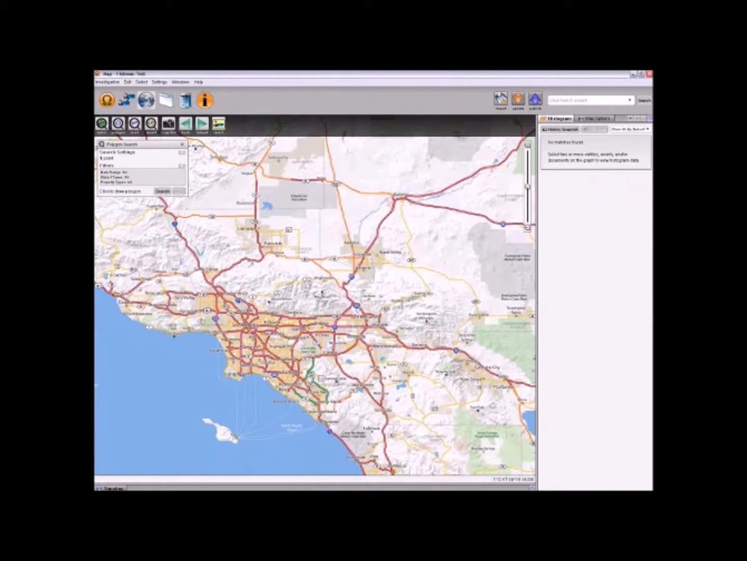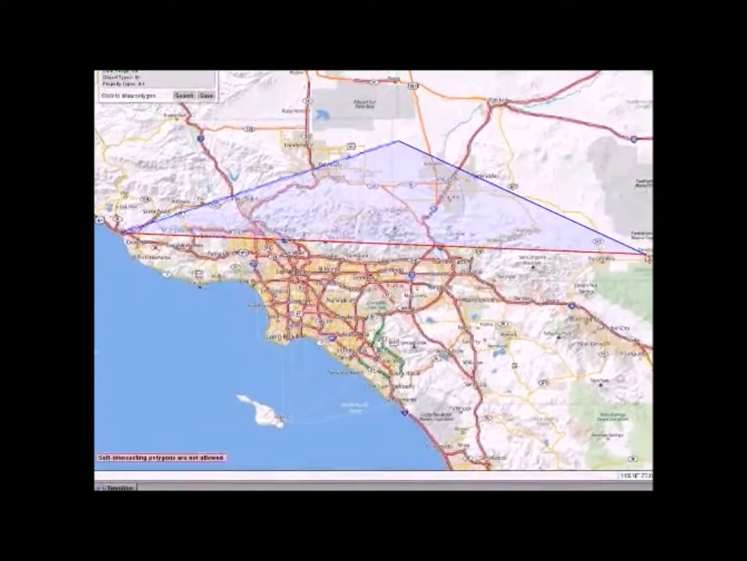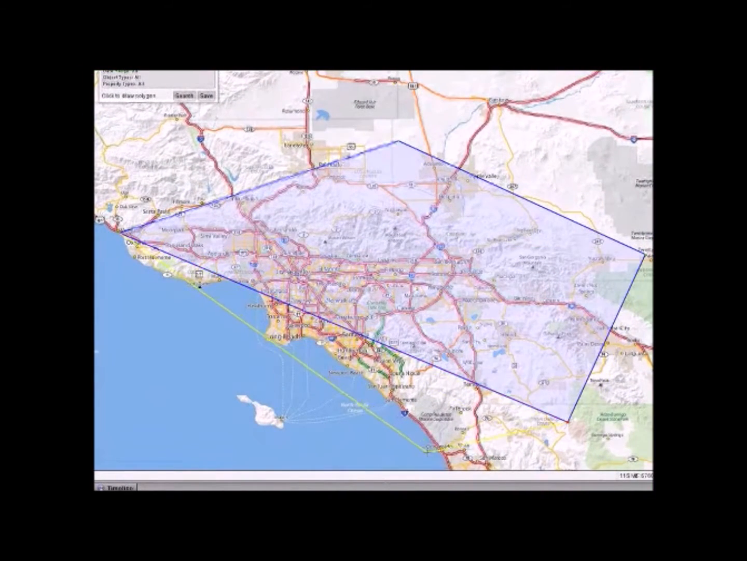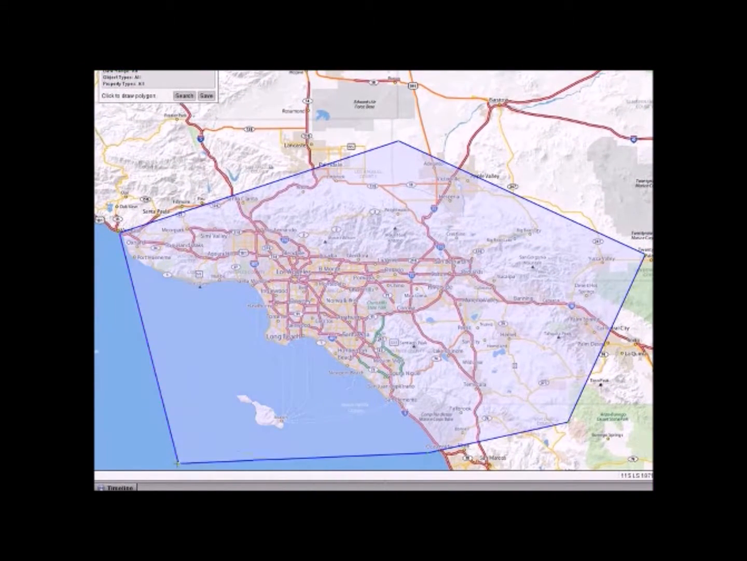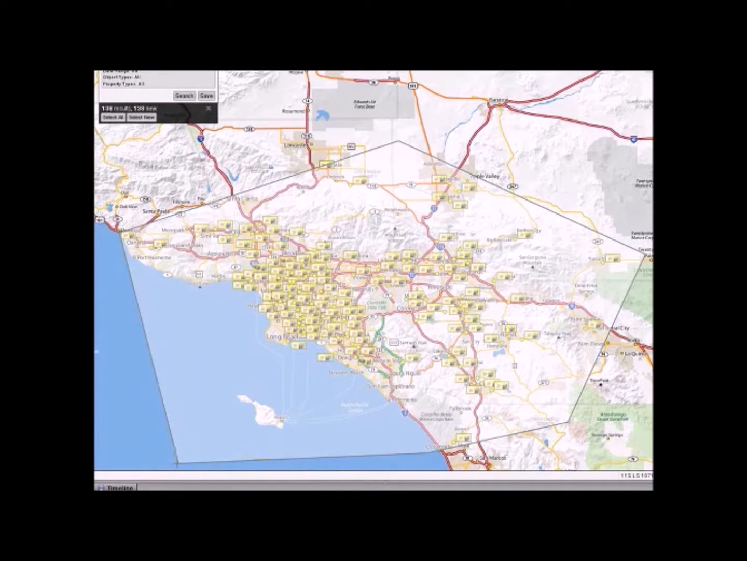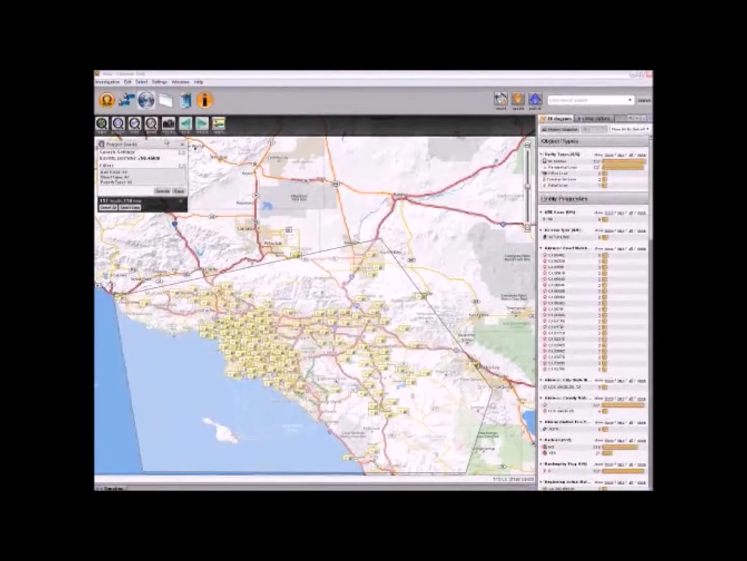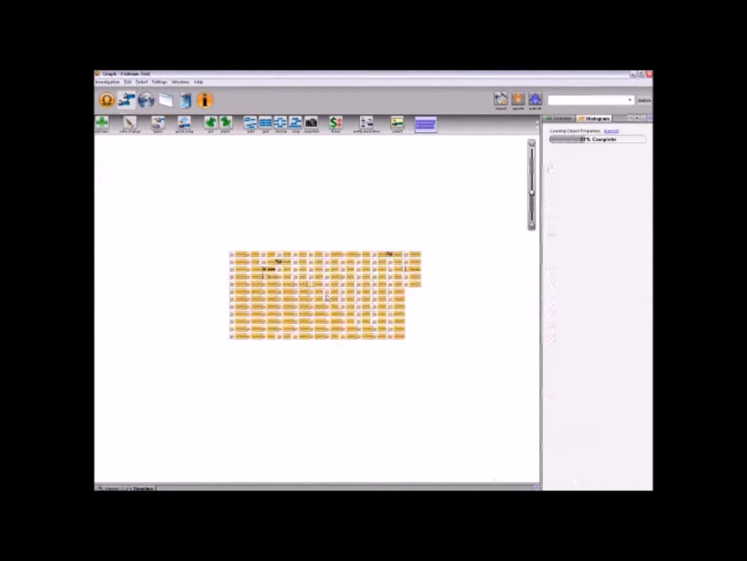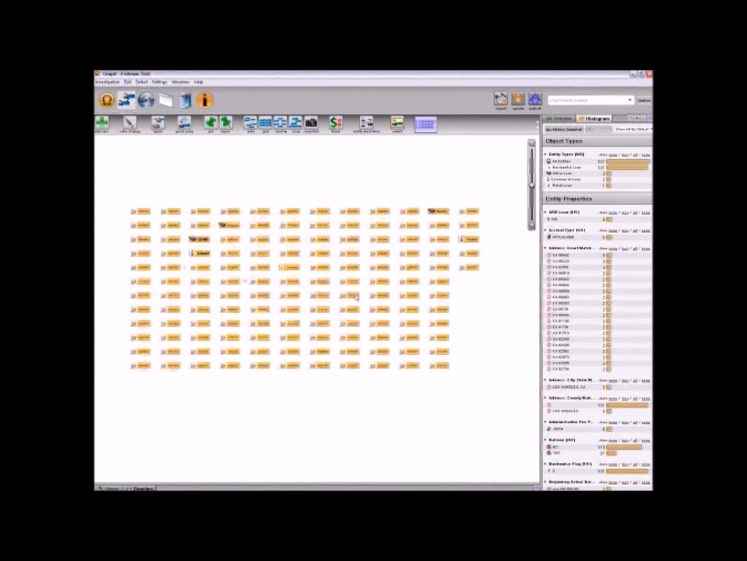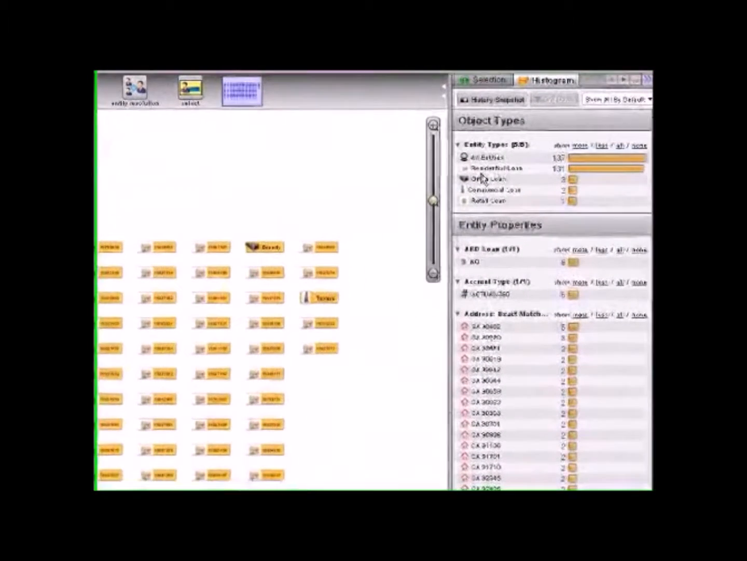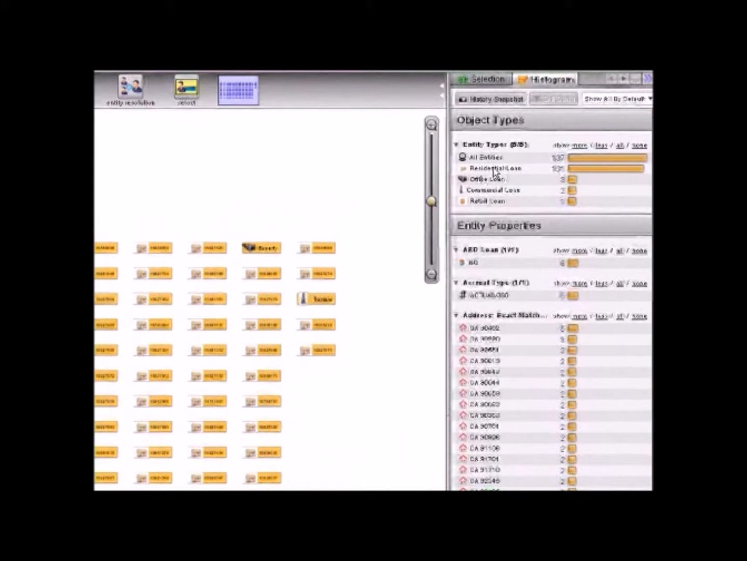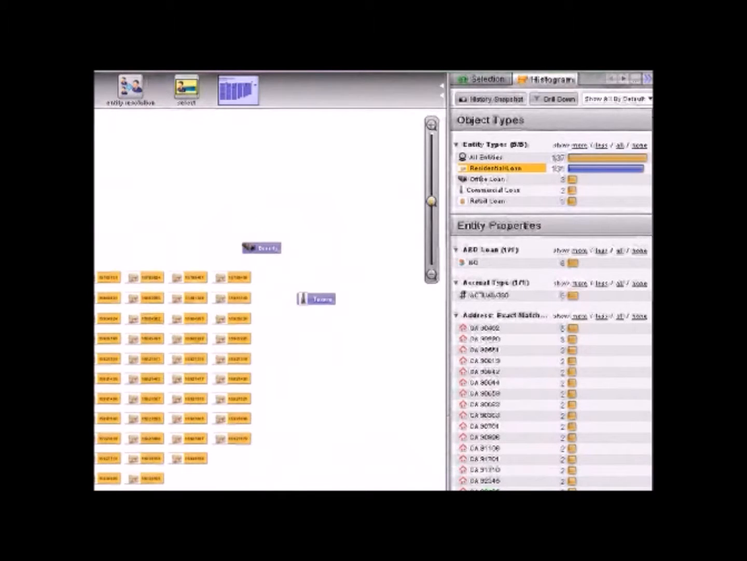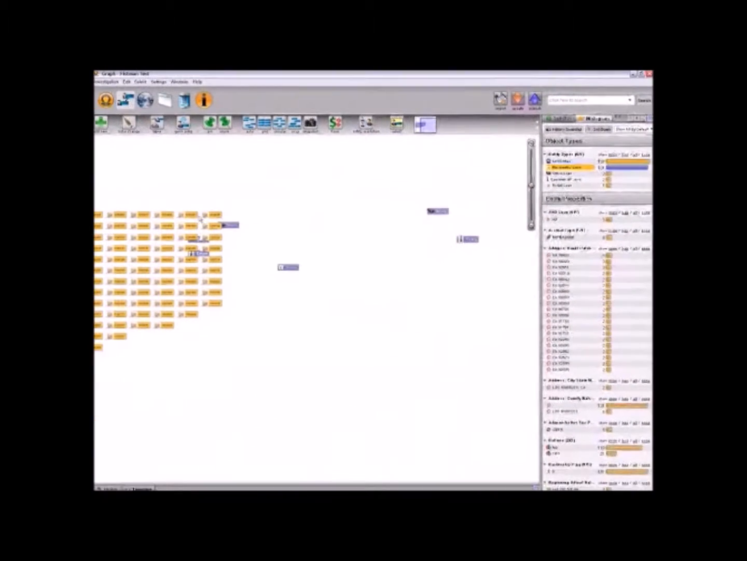Using the map, I can query all mortgages in a particular area. In this case, near Los Angeles. Let's bring these to the graph and analyze where their cash flows go. I can quickly see in the histogram that the majority of these loans are residential. Let's separate the commercial from the residential mortgages on the graph.